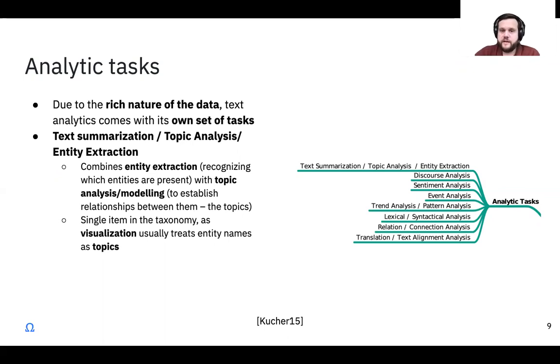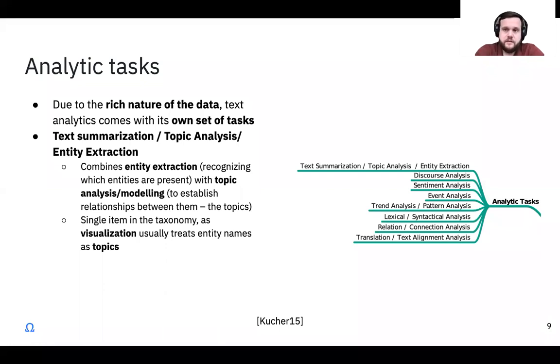So the first one has a very lengthy name: text summarization / topic analysis / entity extraction. What this means is those are various words for the same thing. Summarization means that if you have a lot of data, you want one or two sentences or maybe a short description of what the text is about, for obvious reasons: it extracts the insights for you, and you don't have to read the entire text.